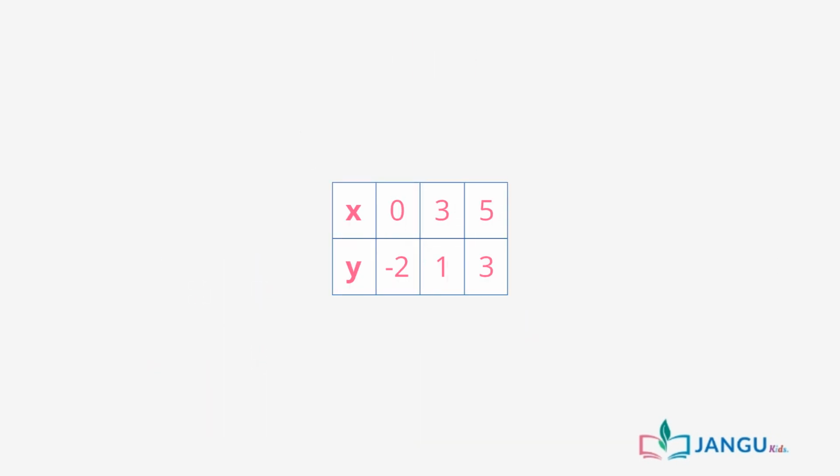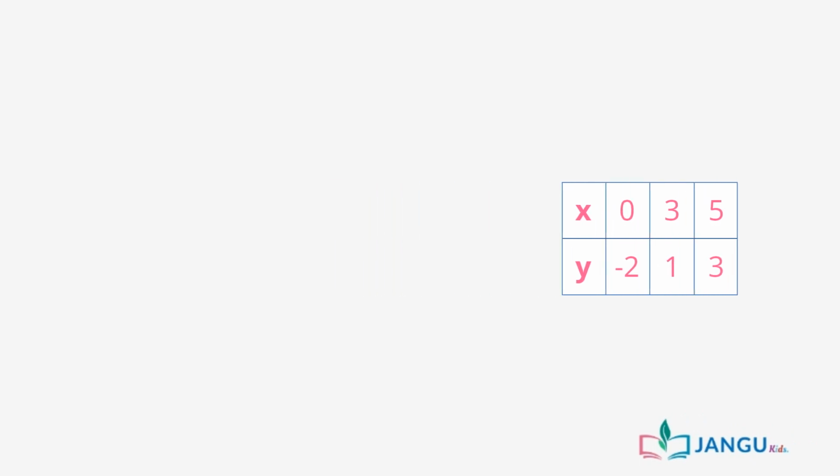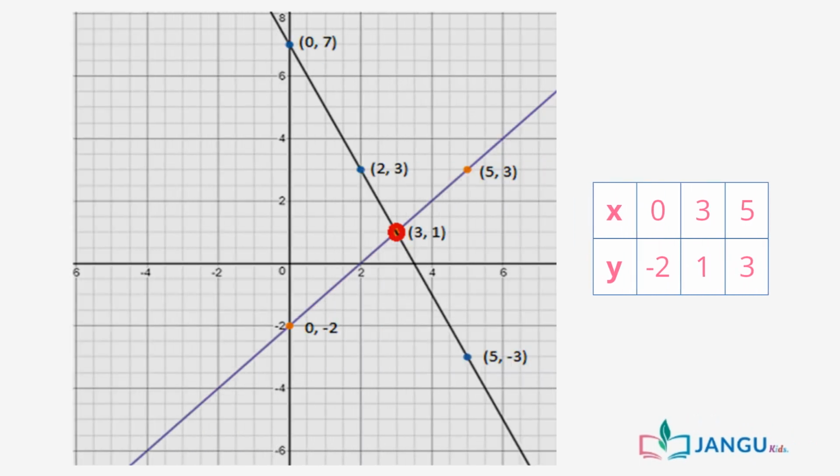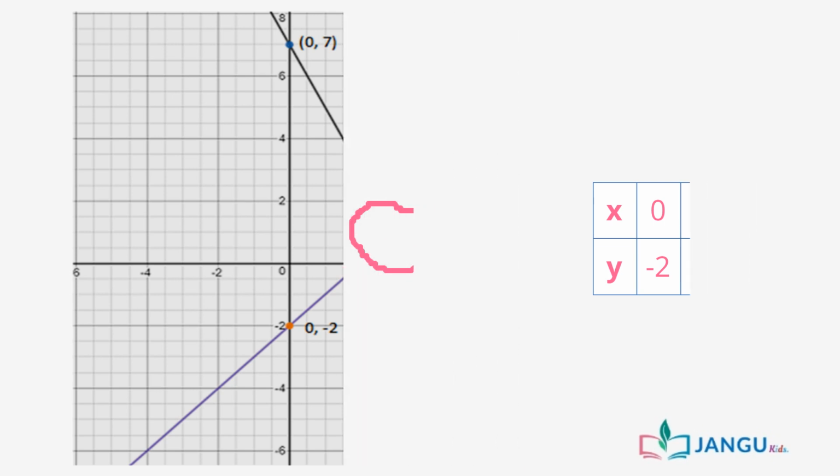We now have a set of ordered pairs x and y that can be plotted on a Cartesian plane. The graph, as seen, is a straight line graph. Let's now find where the two lines intersect. Can you see the points? Yes, it's 3 and 1.